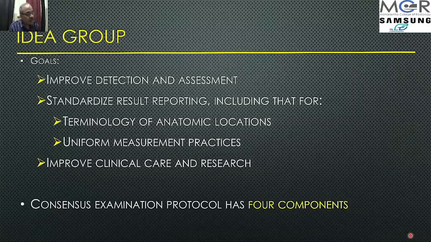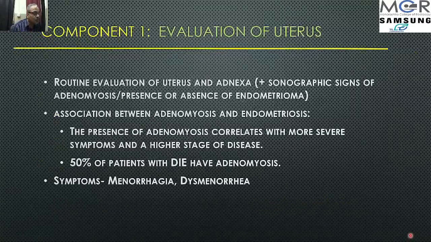So they have given us a consensus statement and an examination protocol. This has majorly 4 components. Component 1 is what we do routinely, evaluation of the uterus and evaluation of the ovaries. As we do a routine evaluation, we need to add the sonographic signs of adenomyosis or the presence of endometrioma, because adenomyosis and endometriosis are quite closely associated, and whenever you see adenomyosis, patients tend to have severe symptoms and a higher stage of the disease.